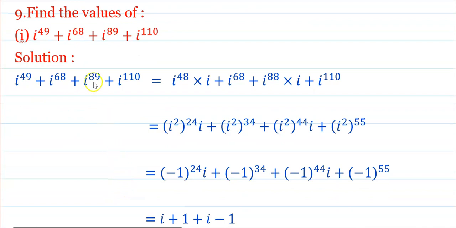Now the question number 9. Find the values of i raised to 49, i raised to 68, i raised to 89, i raised to 110. Okay. i raised to 49 means what? i raised to 48 into i. i raised to 68, keep it as it is. i raised to 89 means what? i raised to 88 into i. i raised to 110, keep it as it is.